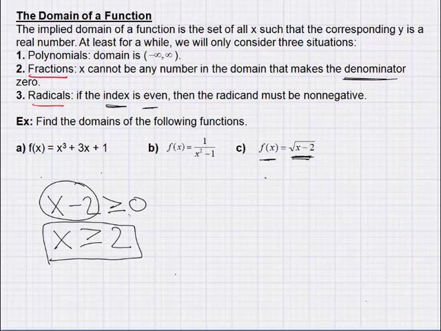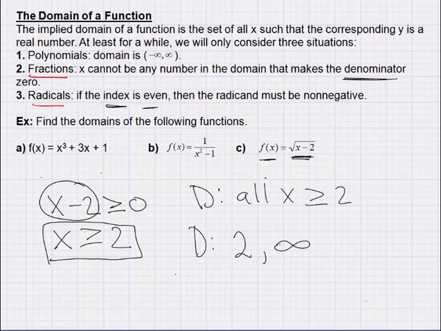So I could say the domain is all x greater than or equal to 2, or I could write it in interval notation and say the domain is all the values greater than or equal to 2. In interval notation, that means 2 to infinity. Since it's greater than or equal to 2, I want to include 2, so a bracket, but always parentheses around the infinity. This will be the interval notation for my domain.